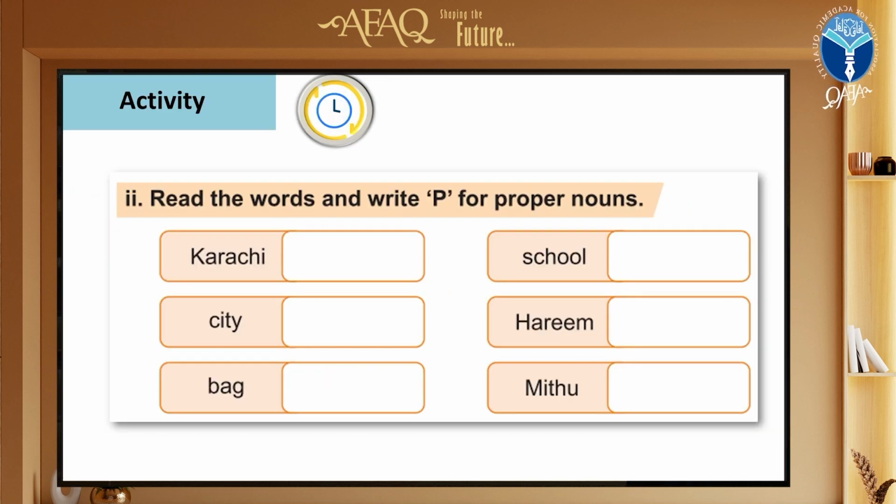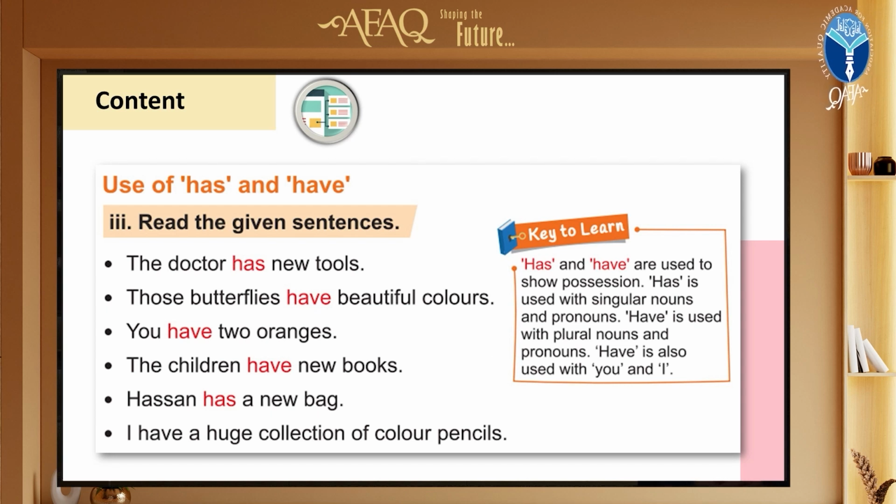Read the words and write P for proper nouns. What you are supposed to do? There are some words and you are going to identify which words are proper nouns. And with proper nouns, you are going to write P in front of that. For example, Karachi. Do you think it's a proper noun? Yes, you are going to write P in it. Then school. Do you think it's a proper noun? Why or why not? Because it's not a name, it's a common noun. So read the rest of the words, identify which ones are proper nouns and write P in front of them.